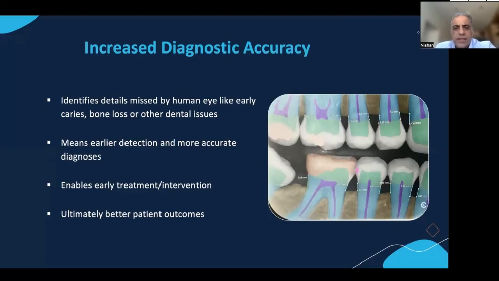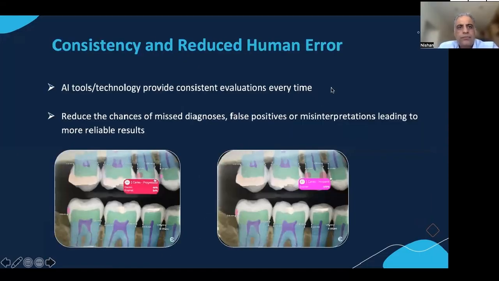We all miss things in a hurry. So basically, with Pearl, things are highlighted, and Pearl will point you to areas that you've missed that may need further looking at. So with Pearl, again, a case scenario I've put up there, but we have a lot of consistency, and there's a reduced human error in what we see and find on our X-rays.